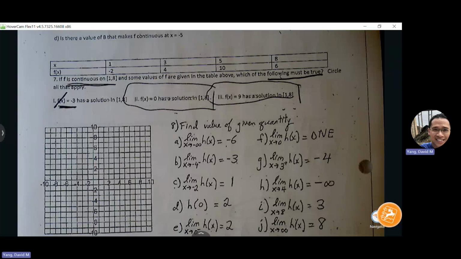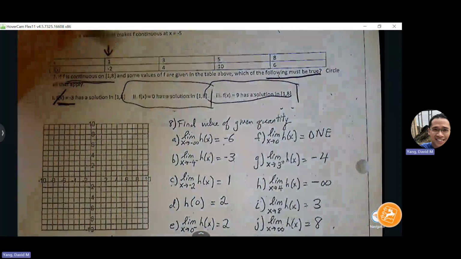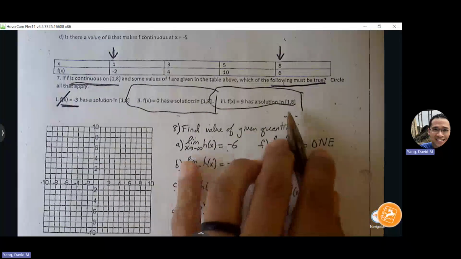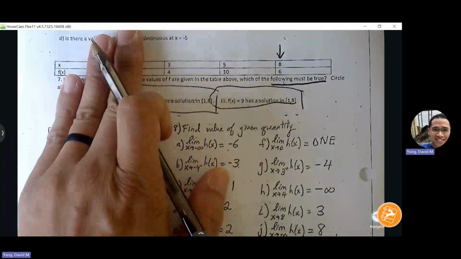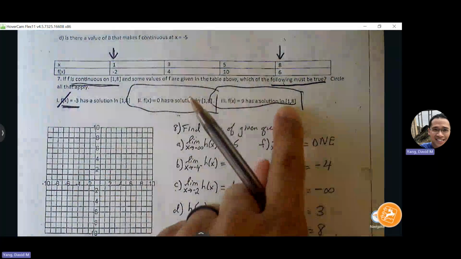What did the intervals tell you, the 1 to 8? They tell you that we're starting at the x value of 1 and ending at the x value of 8. If it tells you the interval from 3 to 8, then we only look at those ordered pairs. These are x value intervals here.